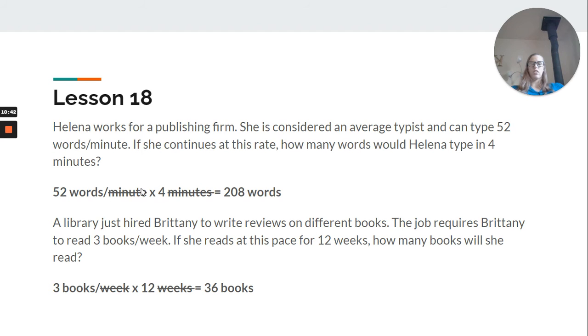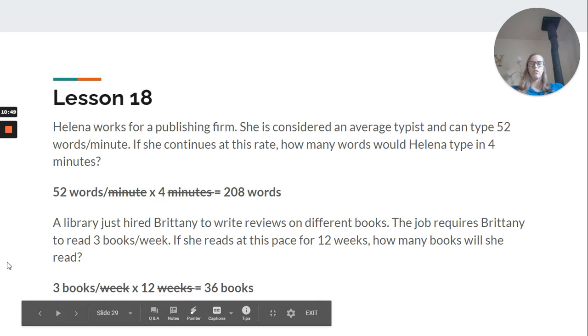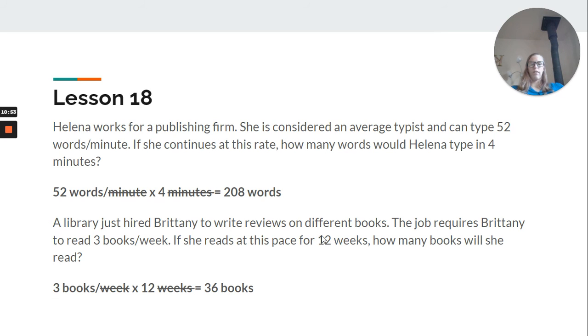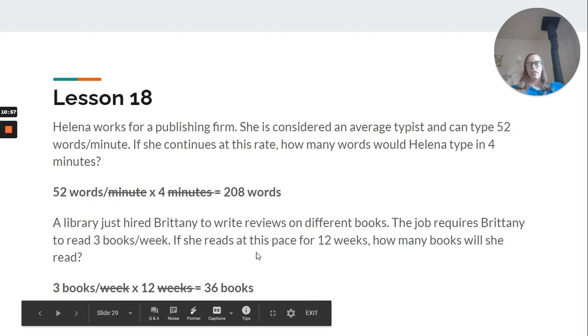So remember, this is when we crossed off the like labels. So we had 52 words per minute times 4 minutes is going to give us 208 words. And then here we have Brittany writing reviews on different books at a library. It requires her to read 3 books per week. If she reads at that pace for 12 weeks, how many will she read? 3 books per week times 12 weeks, 36 books, and again we crossed off those 2 weeks.